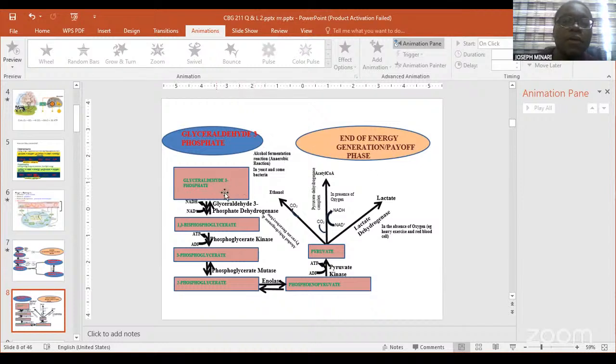In this phase, glyceraldehyde 3-phosphate is the one that begins the journey, and it moves to 1,3-bisphosphoglycerate, then 3-phosphoglycerate, which is converted to 2-phosphoglycerate, and 2-phosphoglycerate is converted to phosphoenolpyruvate, and pyruvate marks the end.